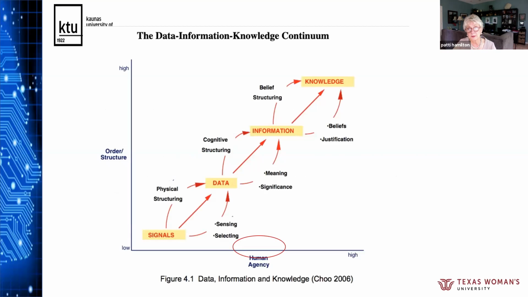There's an article posted in your Moodle resources by Chu, written in 2006, where he carefully tracks the movement from signal to data, data to information, and information to knowledge. But on the x-axis, you'll see human agency is a part of this process. And more human agency is required as you move to the right on the x-axis and to the top of the y-axis.